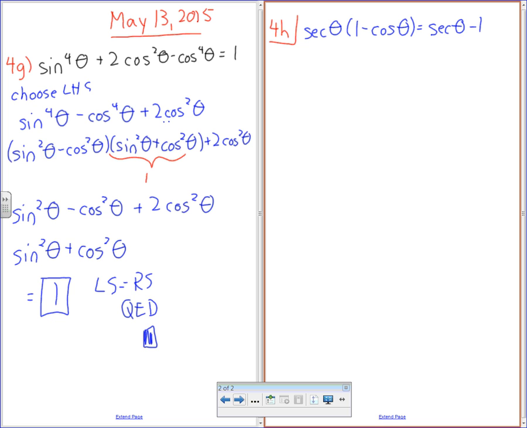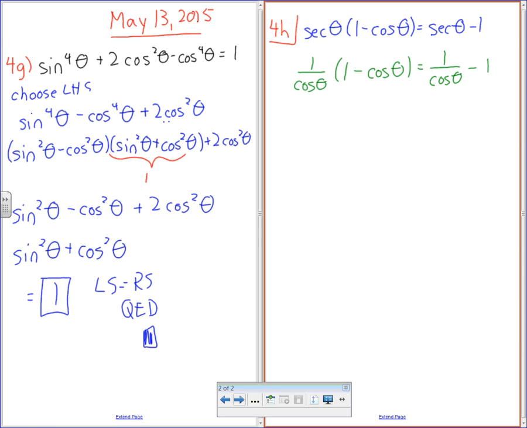Now I need someone that doesn't raise their hand all the time. You guys know who the hand raisers are in the class. Can you tell me please, question or answer? So what are you going to ask, what secant was? Yeah, what's secant? 1 over cos. Right on. So instantly I'm going to start by doing this. I'm going to have 1 over cos theta times 1 minus cos theta equals 1 over cos theta minus 1.